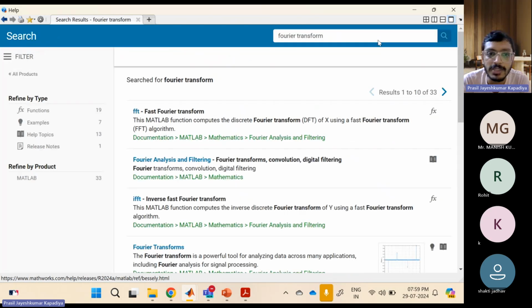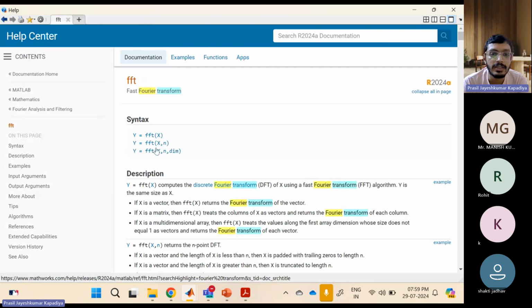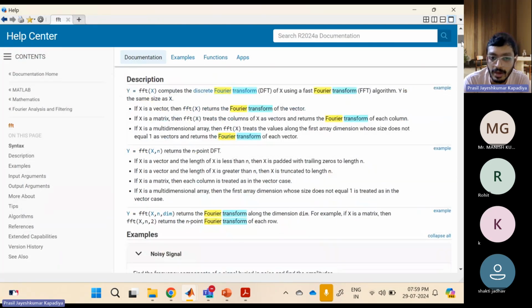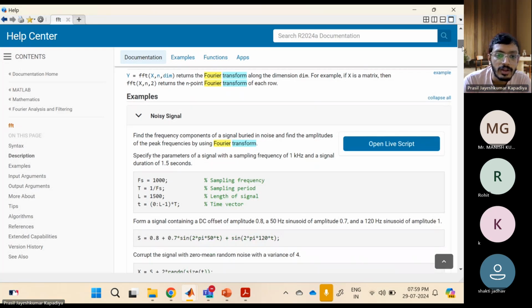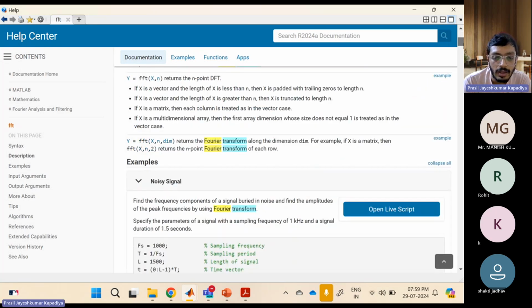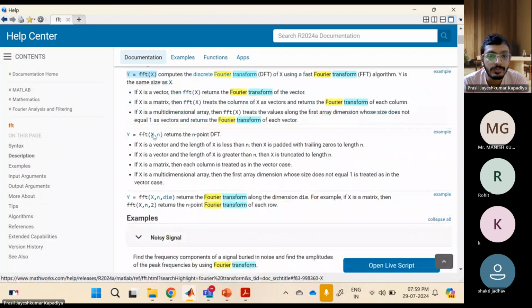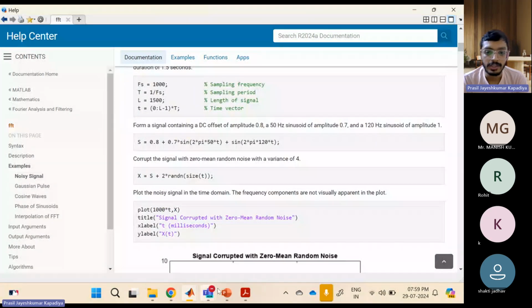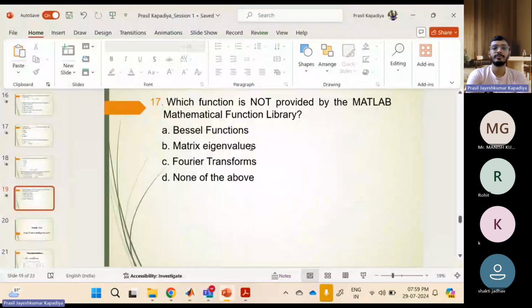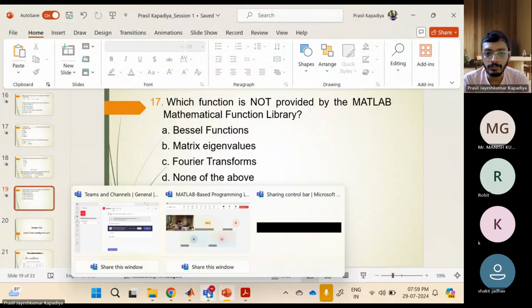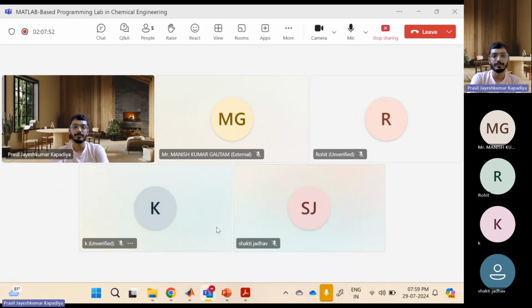You can also calculate Laplace transform. So Fourier transform is by FFT, the discrete Fourier transform. Okay, so you can calculate the Fourier transform of any function using this FFT command. So these are all available. So the answer will be none of the above. Okay.